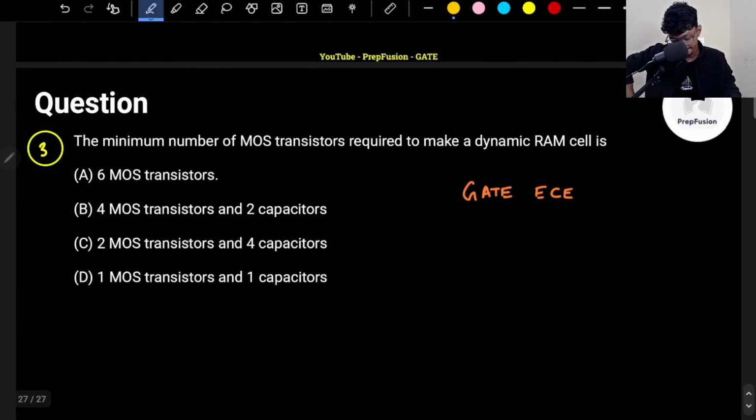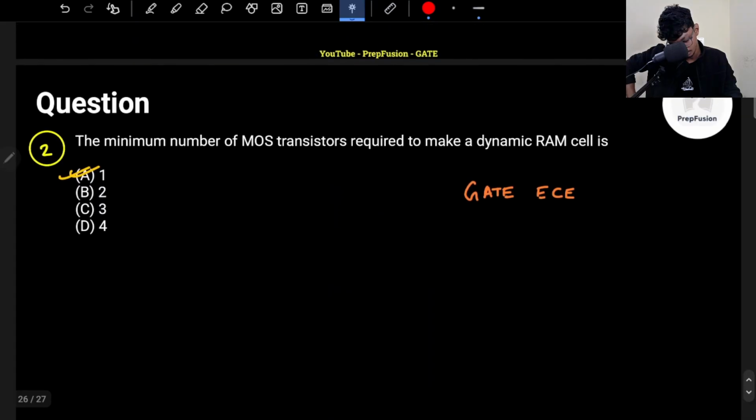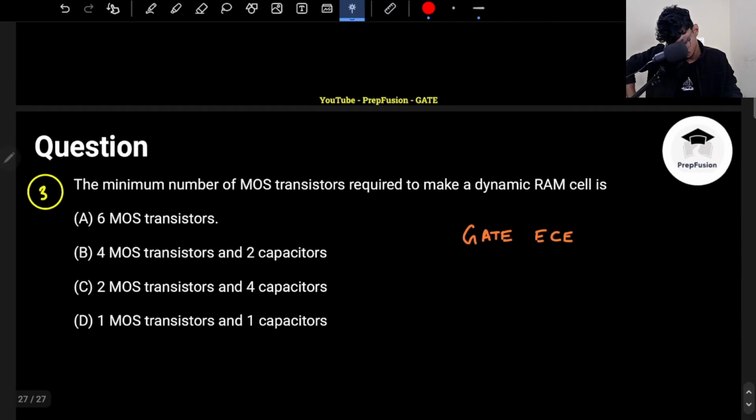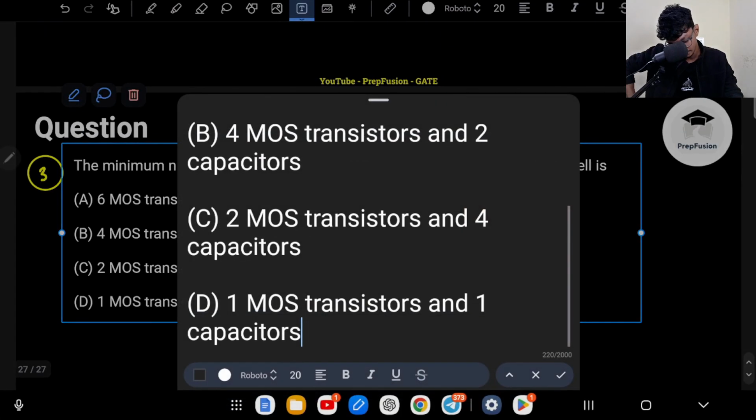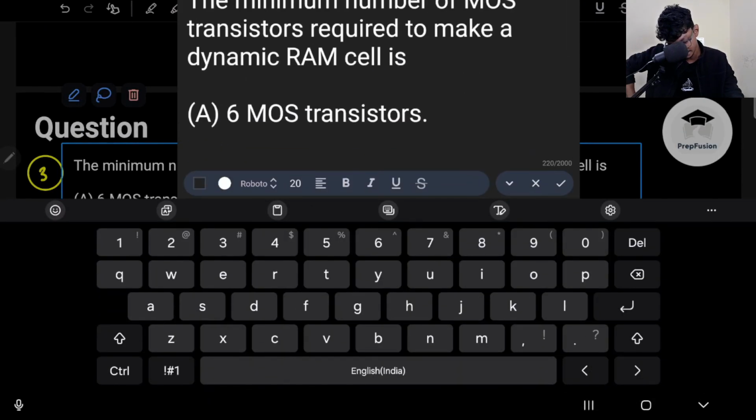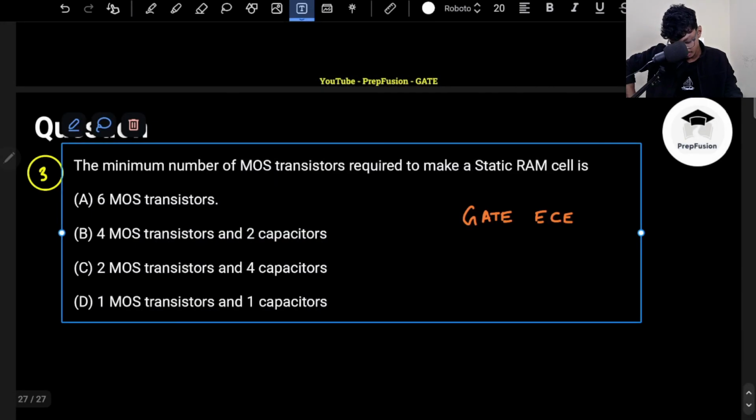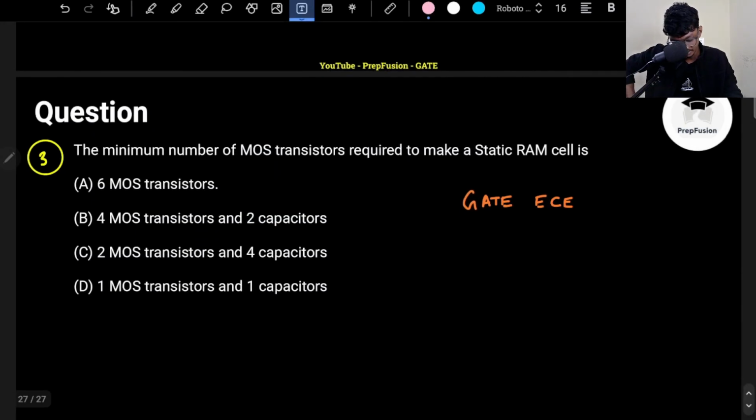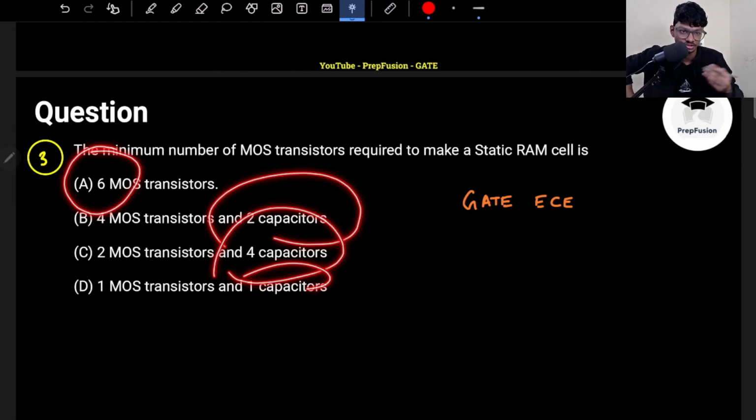Now next question: the minimum number of MOS transistors required. Sorry, this should be static RAM. The minimum number of MOSFETs required to make a static RAM cell. This also came in GATE as well. So the minimum number of MOSFETs to make a static RAM cell. Obviously, we don't use capacitors in static RAMs, right? We don't use capacitors, so obviously we use MOSFETs.